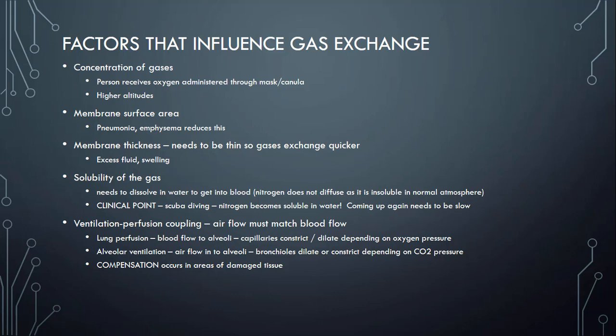It talks about factors that influence gas exchange. So things that can make gas exchange rapid or not work very well, like the concentration of gases. If someone receives oxygen administered through a mask or cannula, we can of course influence the amount of gas exchanged. Higher altitudes lower the amount of oxygen available, and therefore that influences gas exchange. The membrane surface area: pneumonia for example, or emphysema can collapse the alveoli, therefore there's not as much surface area to absorb and to release oxygen into and out of the blood.